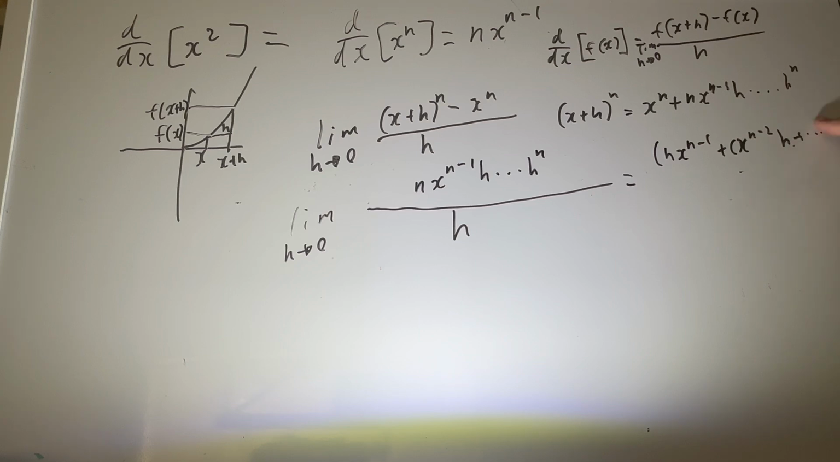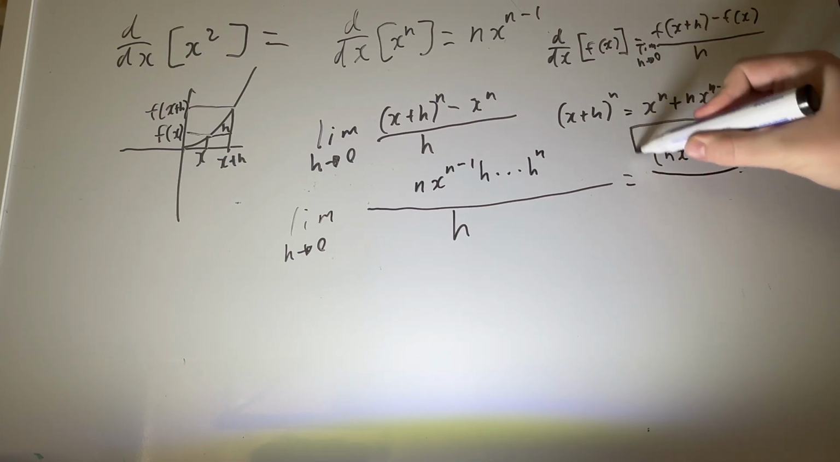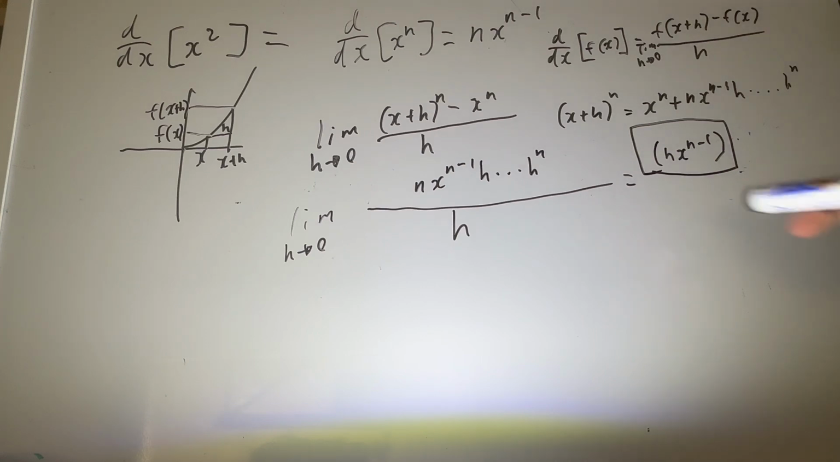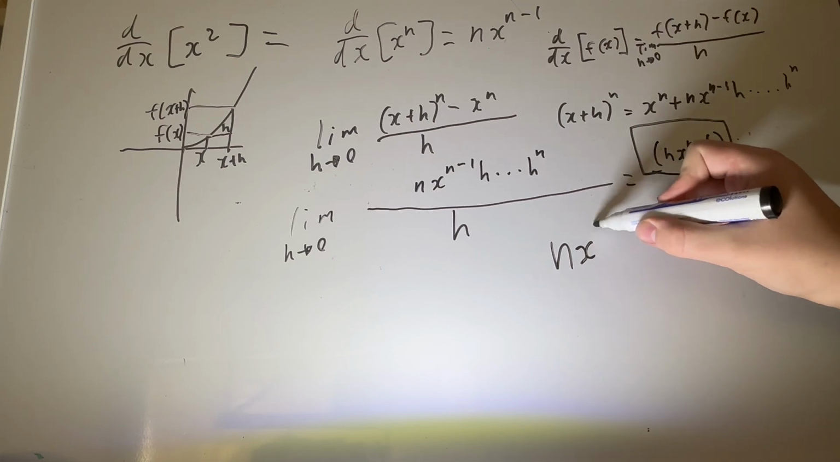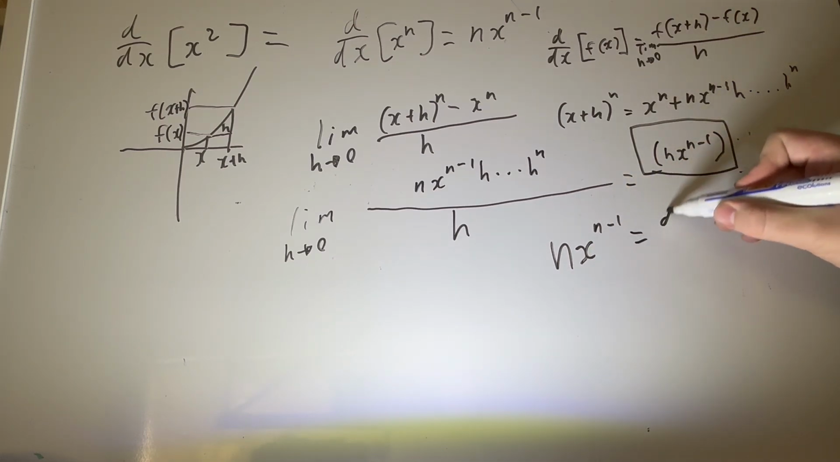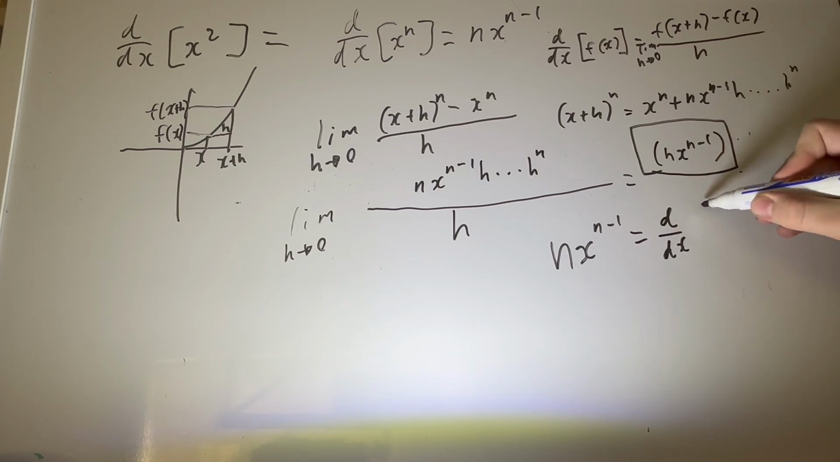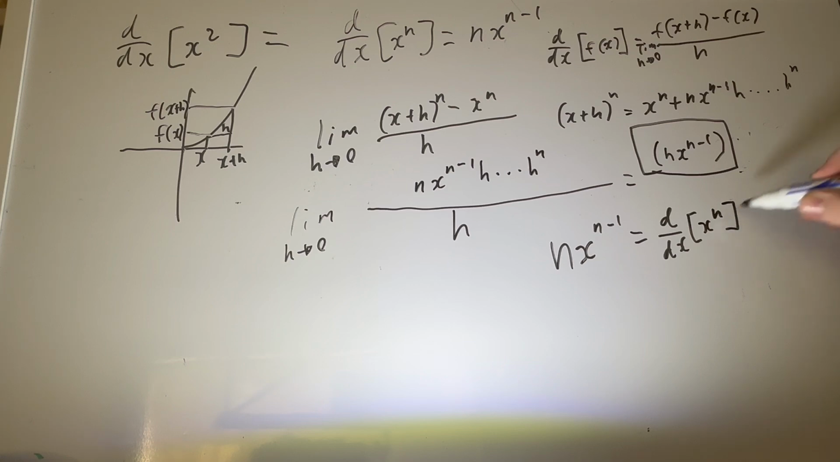this h cancels, and all these h's cancel, except this one term that doesn't have h anymore because it was divided out. So now we are given that n times x to the power of n minus 1 is going to be equal to the derivative of our function x to the power of n.